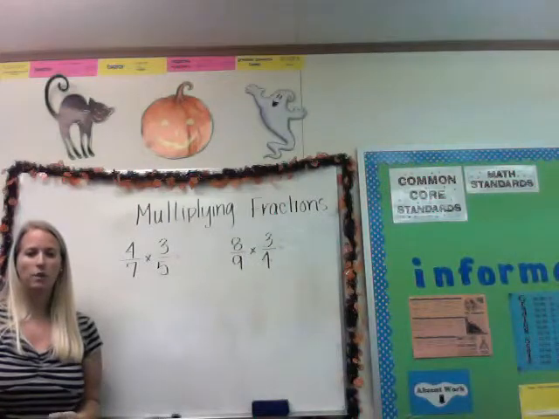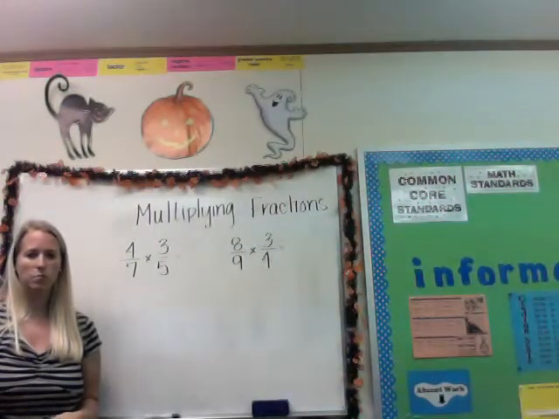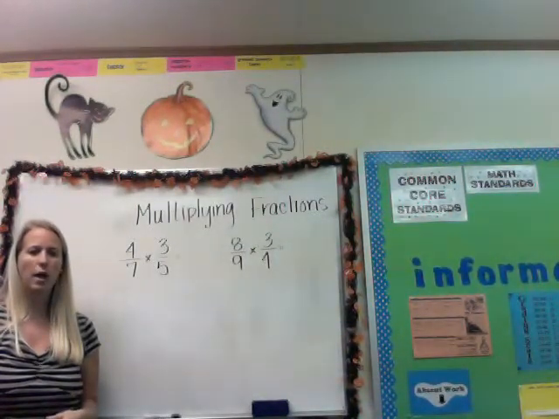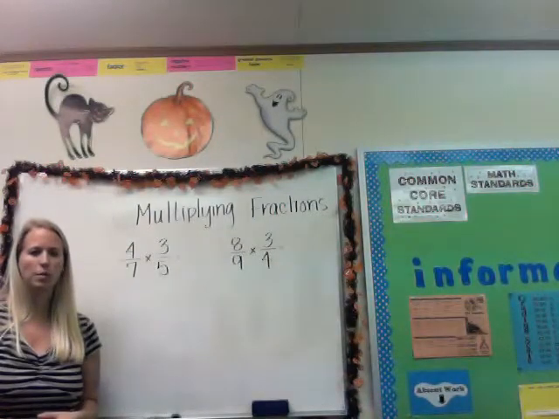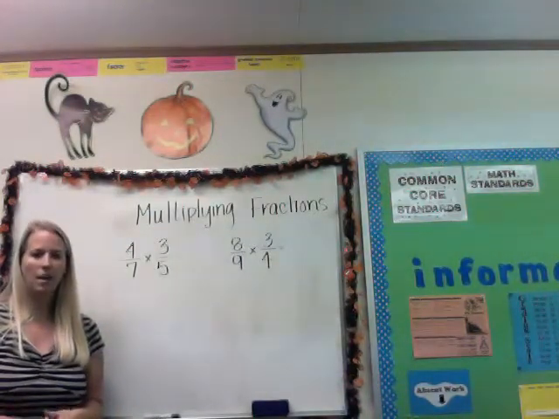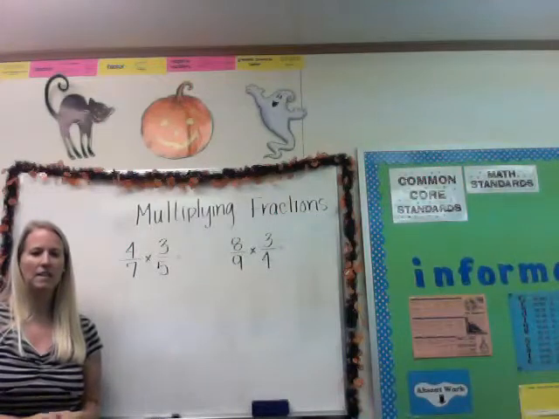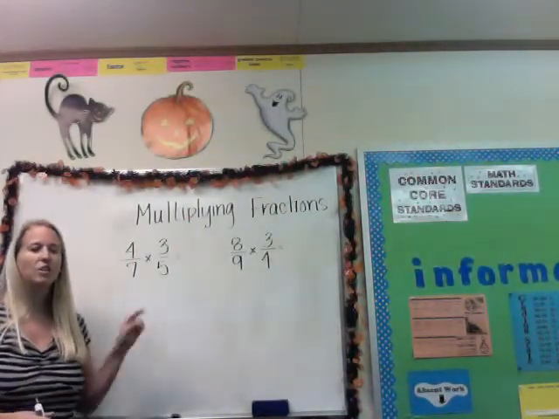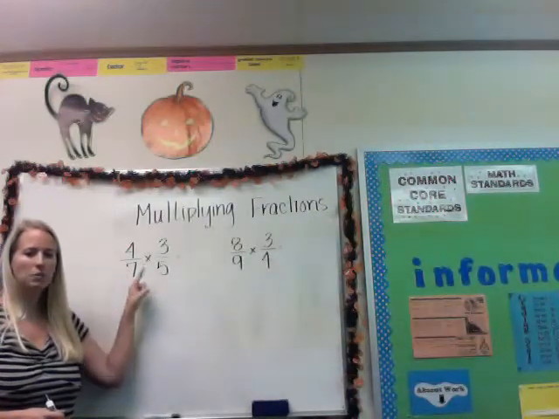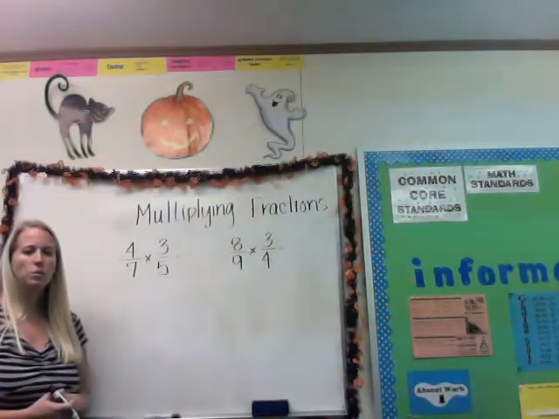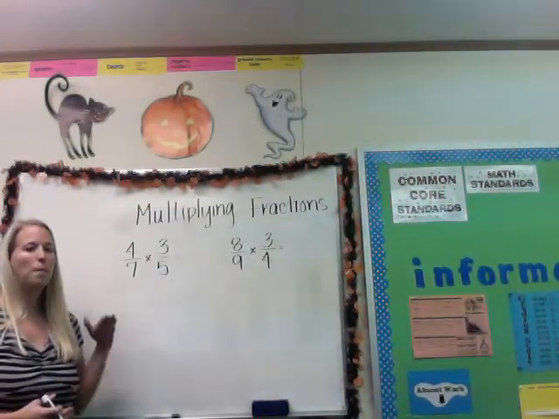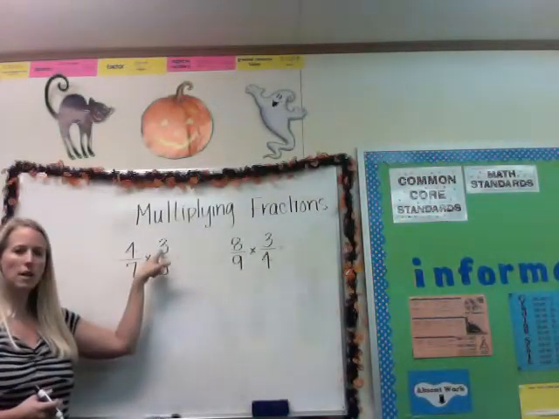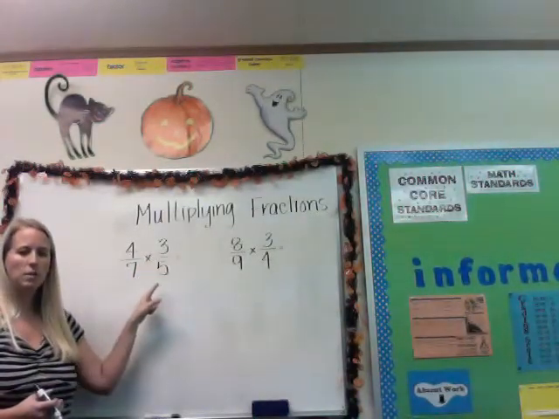Fortunately, multiplying fractions is a lot easier than adding or subtracting. Whenever you multiply or divide fractions, which we will talk about later, you do not, I repeat, you do not need a common denominator, which makes our lives a lot easier. So here, 4/7 times 3/5. Whenever you multiply fractions, you simply multiply the two numerators together and the two denominators together.